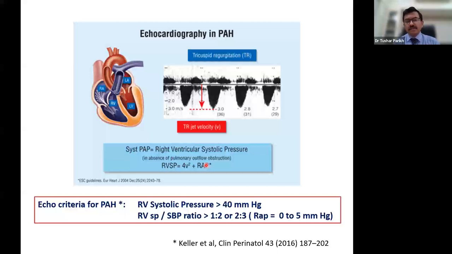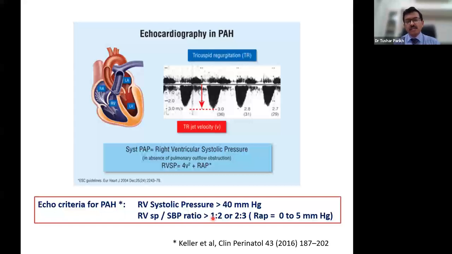Or for a preterm baby, a small baby, what you can take is the systolic blood pressure. So divide it by 2. So your systolic blood pressure is suppose 45 or say 46. So divide by 2. If the right ventricular systolic pressure is more than that, say more than 23, we will consider it significant. So right ventricular systolic pressure divided by systemic systolic blood pressure. If it is more than 1:2, then we consider it as pulmonary arterial hypertension.